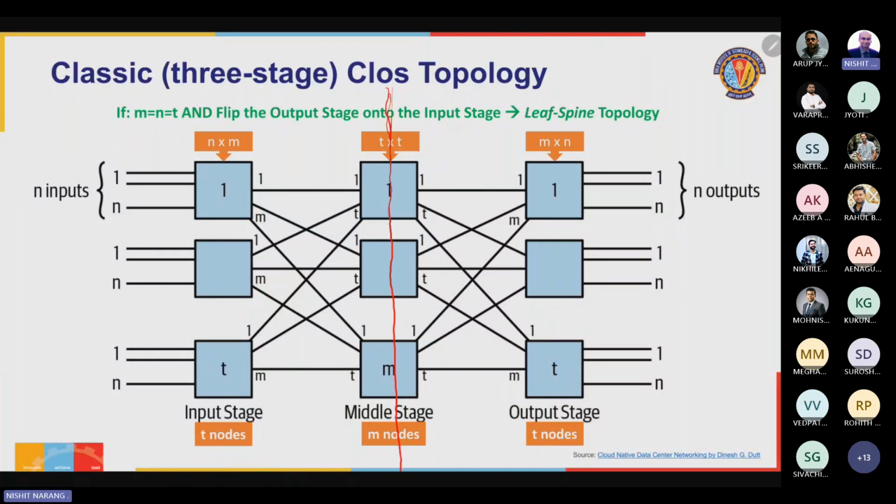And flip the input stage onto the output stage, or vice versa. Flip the output stage onto the input stage. Okay? You get what we saw as the leaf spine topology. So the middle stage essentially becomes the spine. And the input stage and the output stage switches, when they get flipped, they come on the same side of the spine, they all become leaf switches.